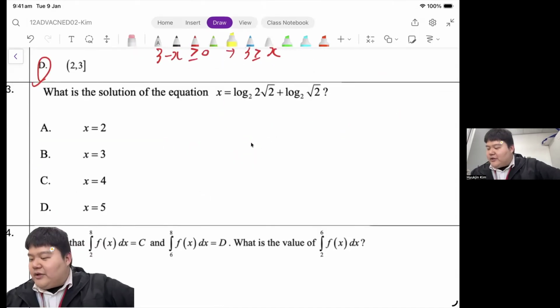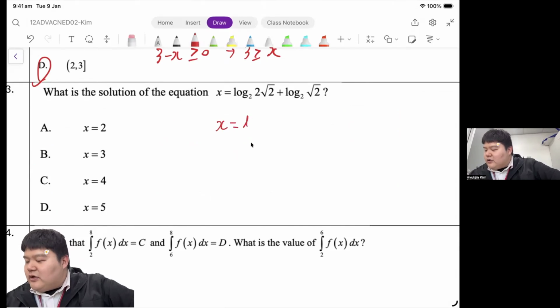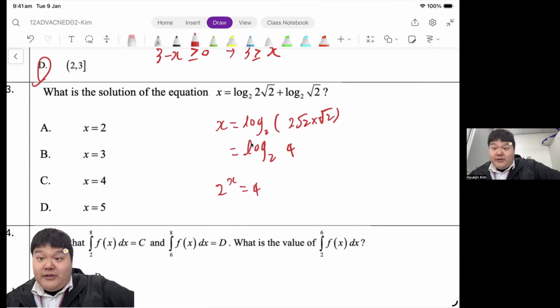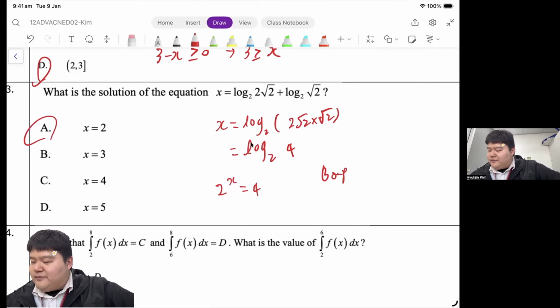What is the solution to the equation? x equals log base 2 of 2 root 2 times root 2. And that is the same as log base 2 of 4. And 2 to the x equals 4 if you bap it, right? So that it becomes 2. We're going to capitalize the A.